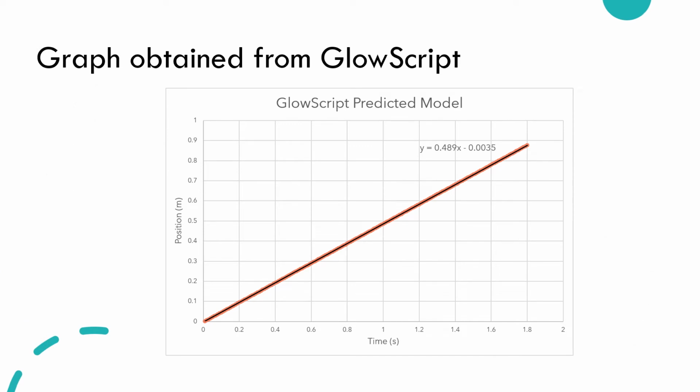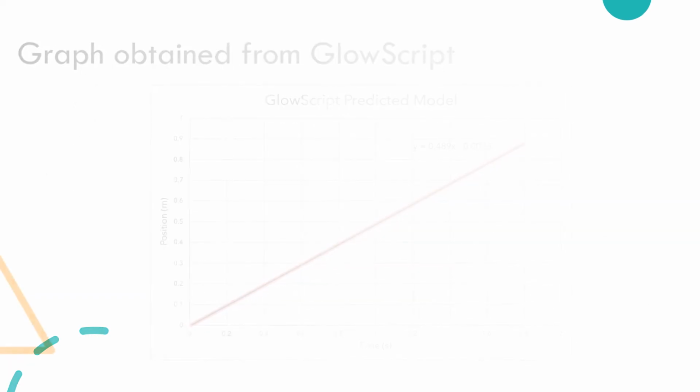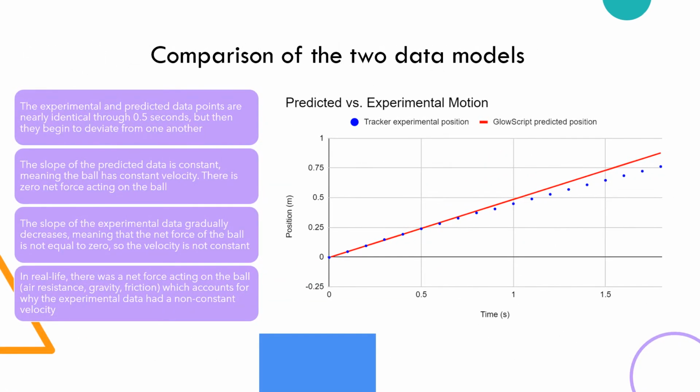Here's the graph obtained from GlowScript. Time to compare. The experimental and predicted data points are nearly identical through the first 0.5 seconds, but then they begin to deviate from one another. The slope of the predicted data is constant, meaning the ball has constant velocity. There is zero net force acting on the ball. The slope of the experimental data, however, gradually decreases, meaning that the net force on the ball is not equal to zero, so the velocity is not constant. In real life, there is a net force acting on the ball, which accounts for why the experimental data has a non-constant velocity.